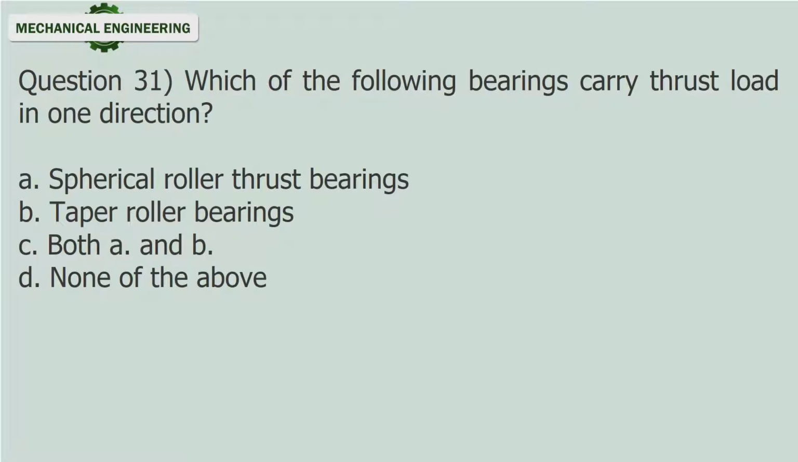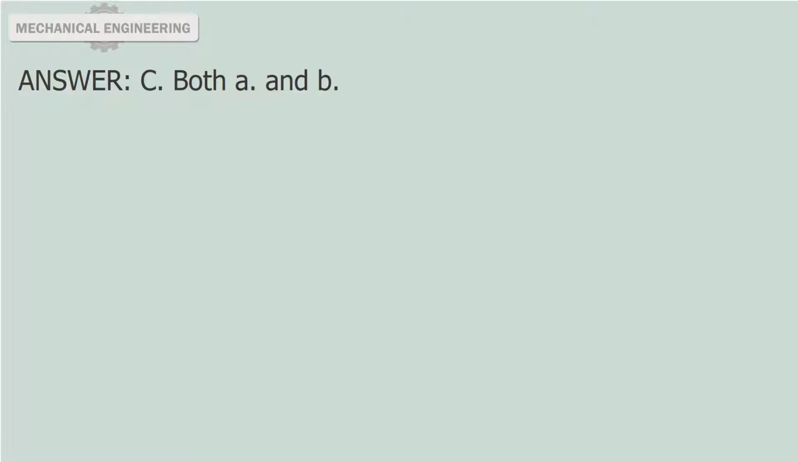Question 31. Which of the following bearings carry thrust load in one direction? A. Spherical roller thrust bearings. B. Taper roller bearings. C. Both A and B. D. None of the above. Answer: C. Both A and B.